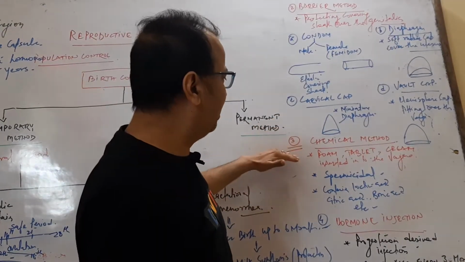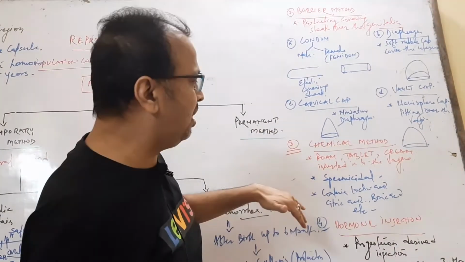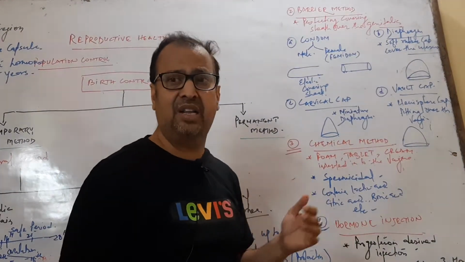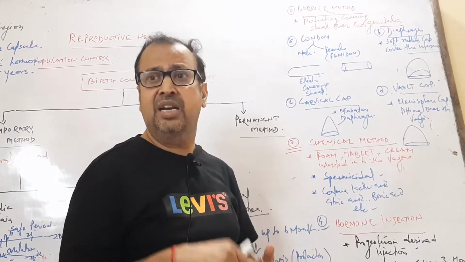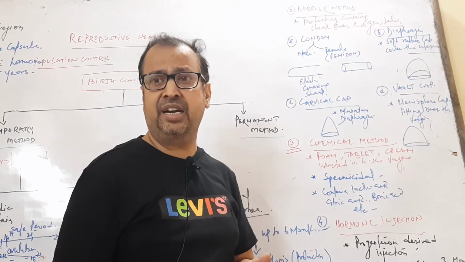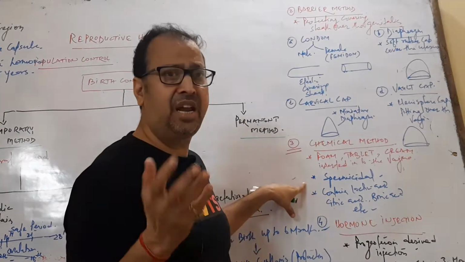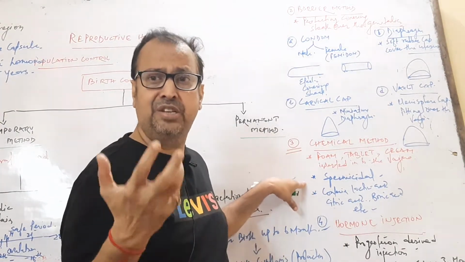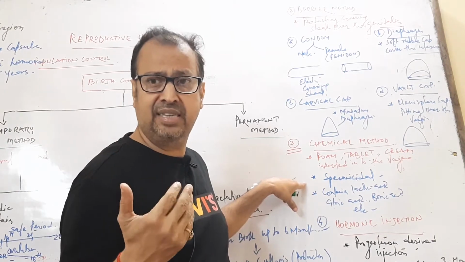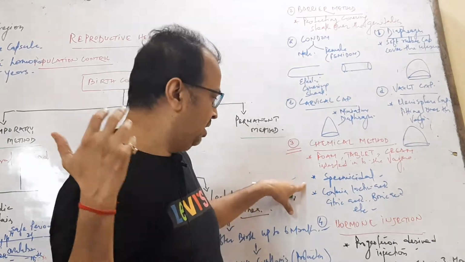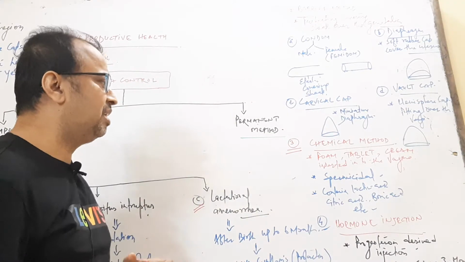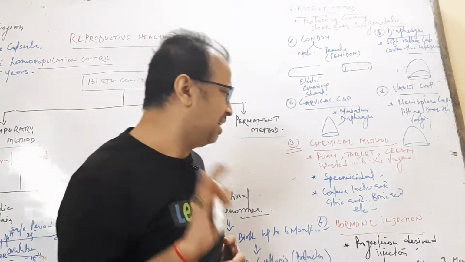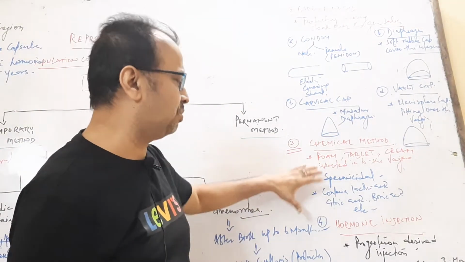Another one is chemical methods. In the chemical method we use spermicides. When semen is discharged into the female genital tract, we use creams, tablets, or foams which contain chemicals such as boric acid, citric acid, and lactic acid that neutralize or kill the sperm. So it acts as a spermicide.